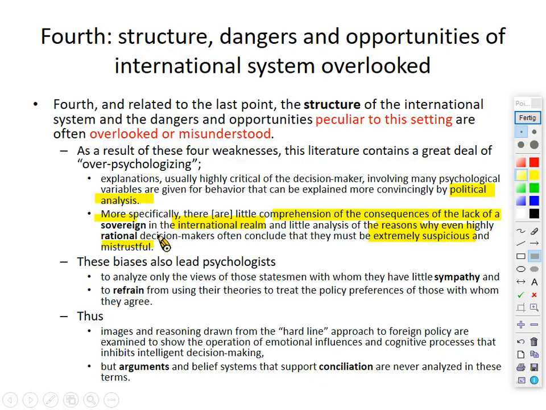Maybe for the enrichment of our understanding of international relations, psychological analysis may not be enough. We need to count on other analysis too, right? Okay?